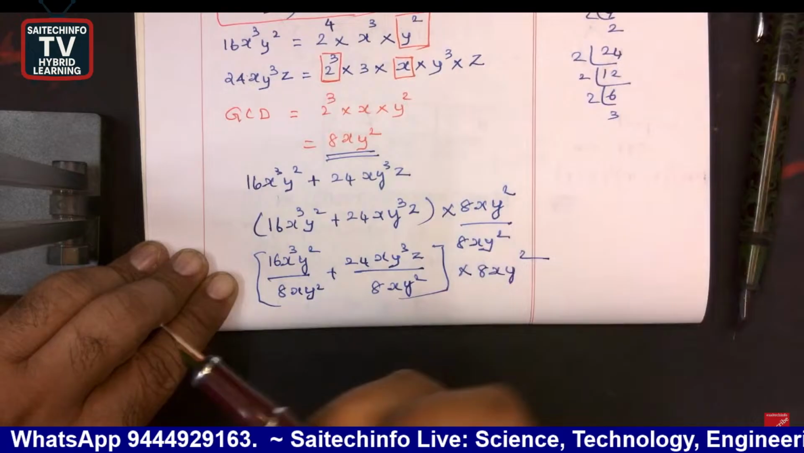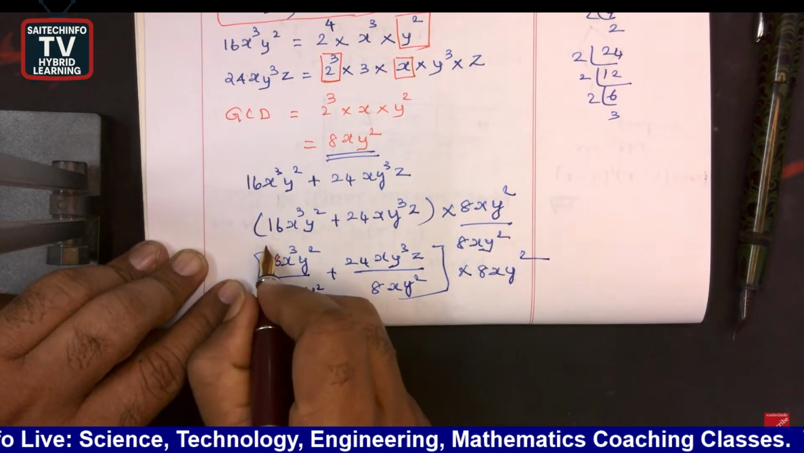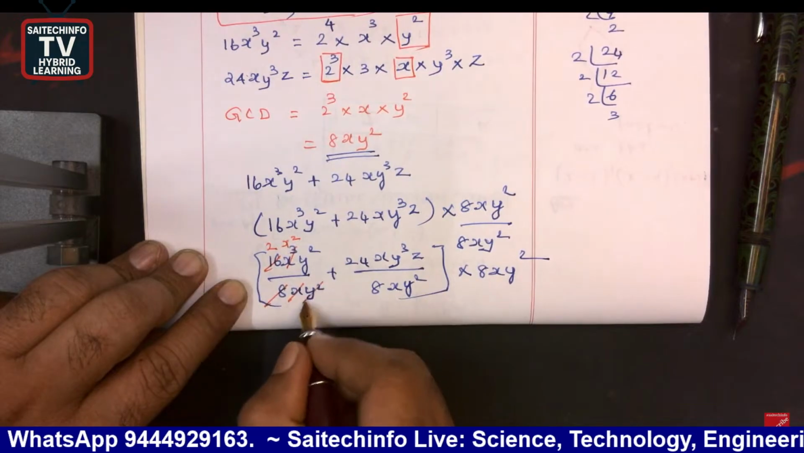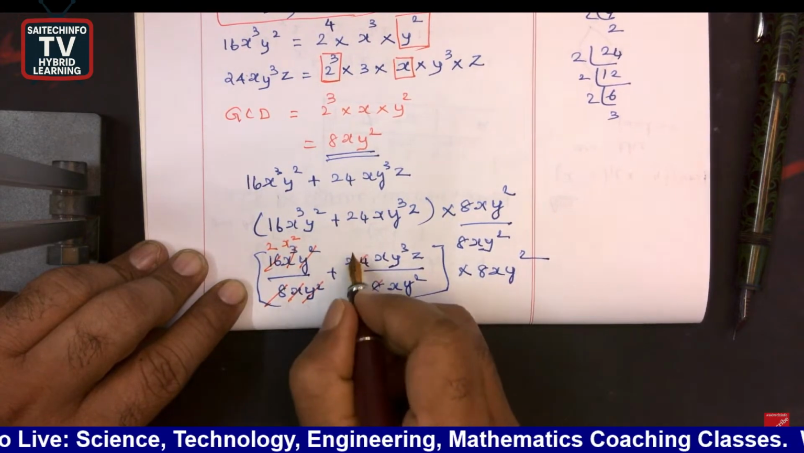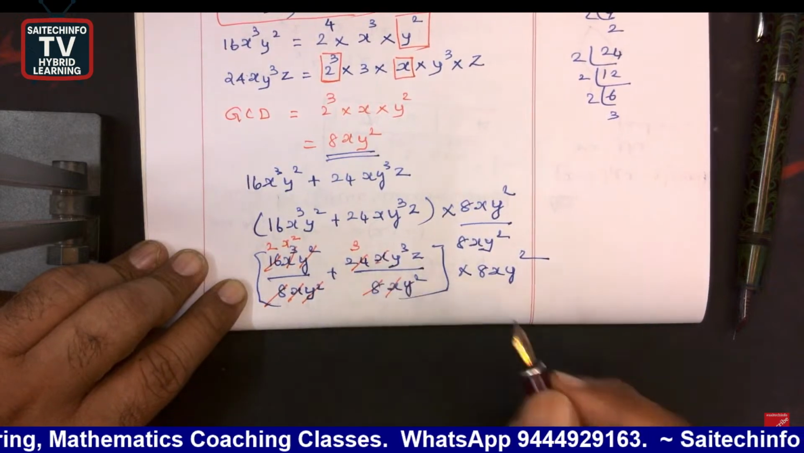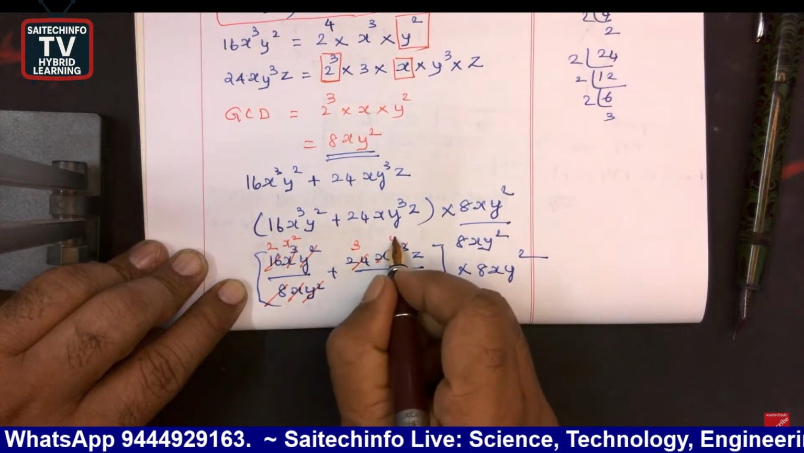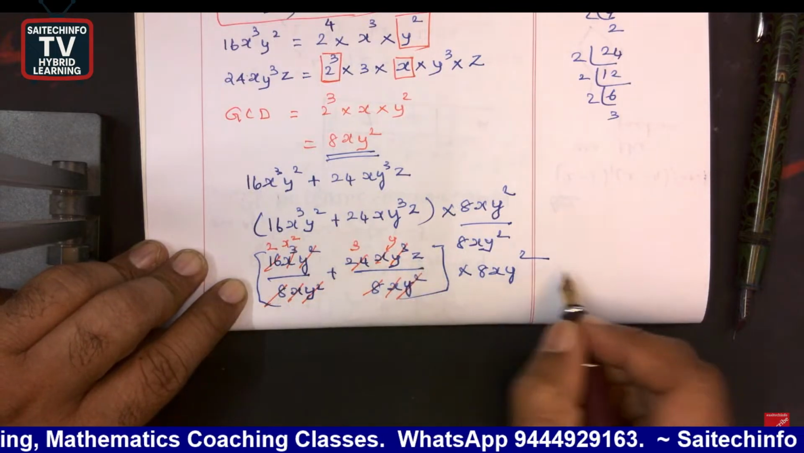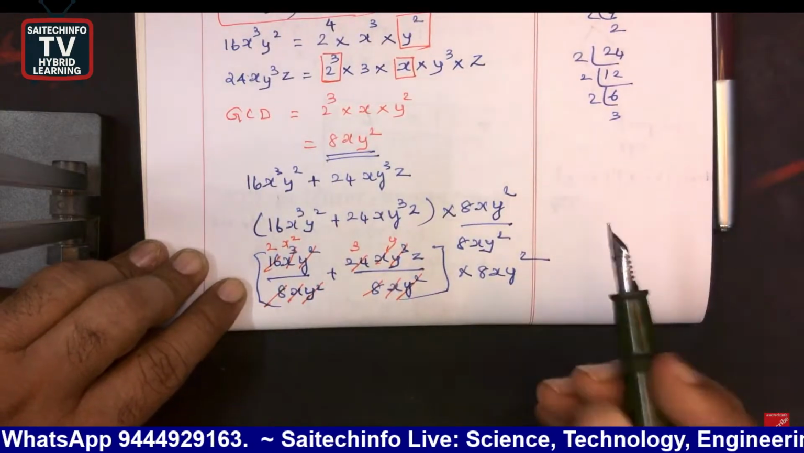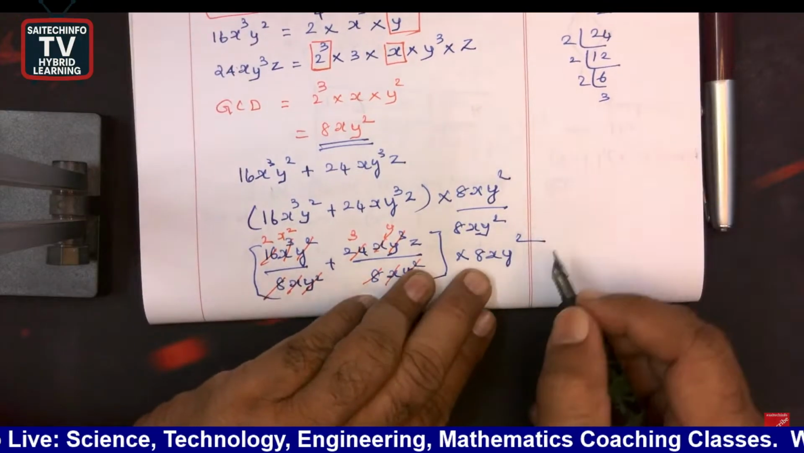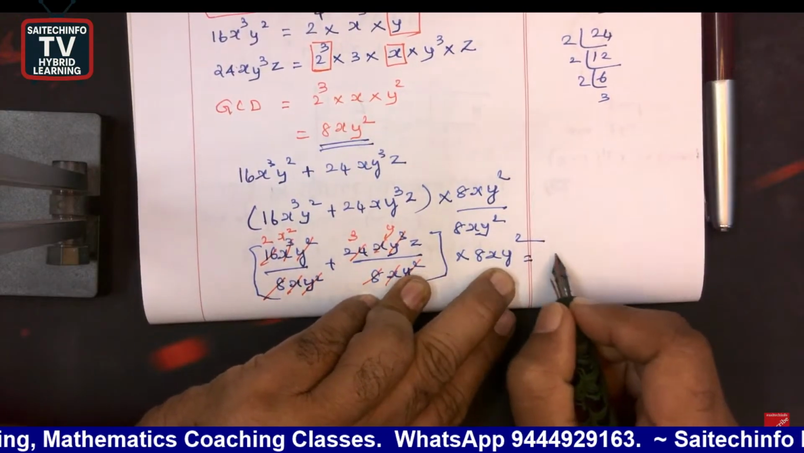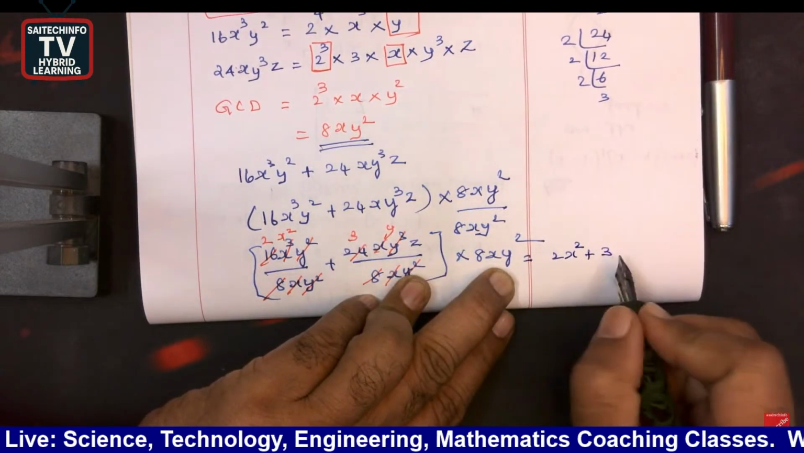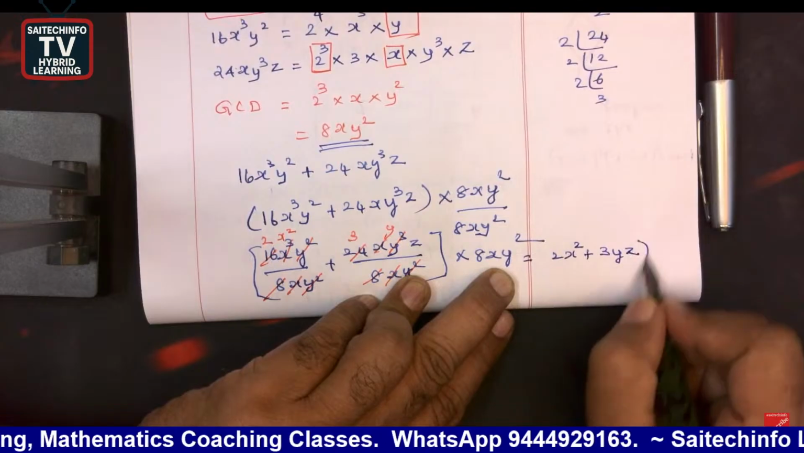So how can we do that? See here, you have 8, 16, 2 times, x cube, x squared, correct? Then y squared cancel. This is 3 times, x cancel, y squared, y cube cancel, and you can put y, and you have to retain this z. Right. So in that case, what could be the expanded form? The expanded form is equal to 2x squared plus 3y z, close the bracket.